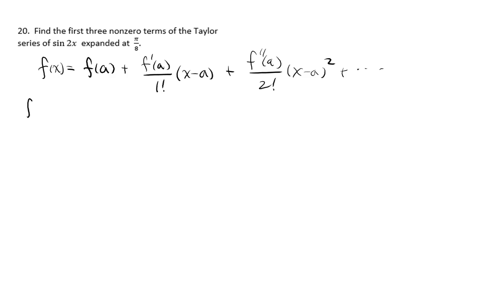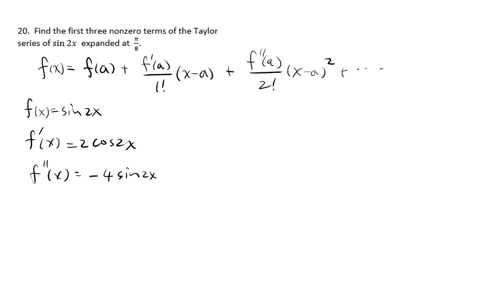So let's do that. f is given as sine 2x. f prime of x is 2 cosine 2x. f double prime of x would be negative 4 sine 2x. See, the appearance of these 2s is because of the chain rule, and because another chain rule is applied here, 2 now becomes multiplied by 2 again to get 4. And the derivative of cosine is negative sine, so that's why you have this negative. And then for each of these, we need to evaluate at pi/8, because it's expanded at pi/8.